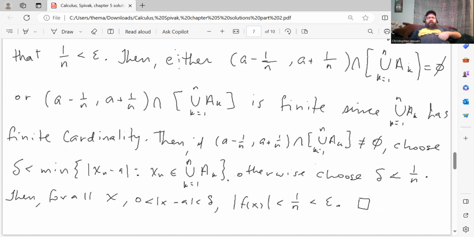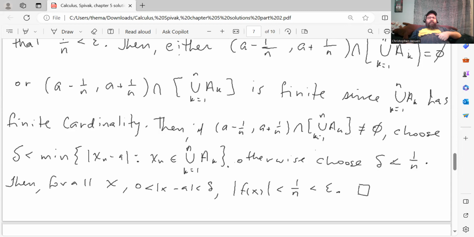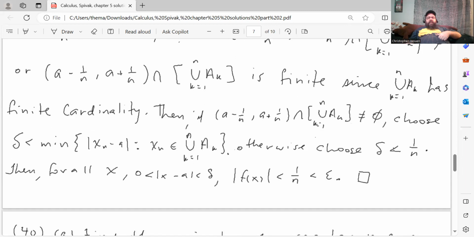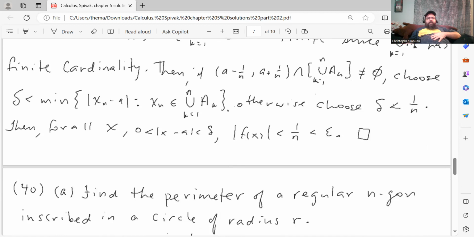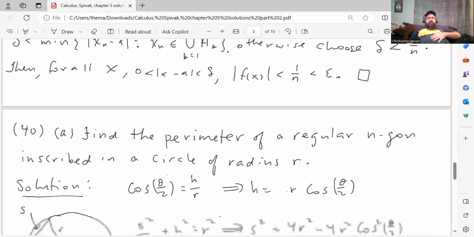Then, if the interval (a minus 1 over n, a plus 1 over n) intersected with the union of those sets is not empty, choose delta less than the minimum of the absolute value of x_n minus a, where x_n is an element of the union. Otherwise, choose delta less than 1 over n. Then for all x, if x minus a in absolute value is greater than 0 and less than delta, then all the y values will be in absolute value less than 1 over n, which we chose to be less than epsilon. So that is the proof. All right, that's 24.